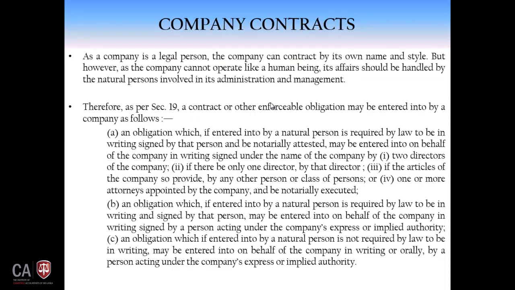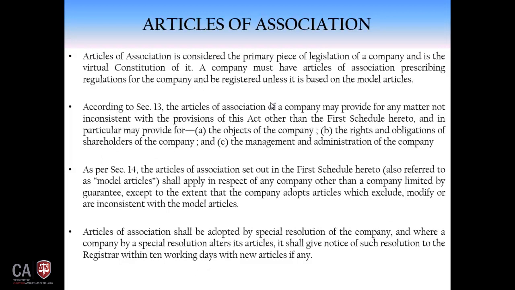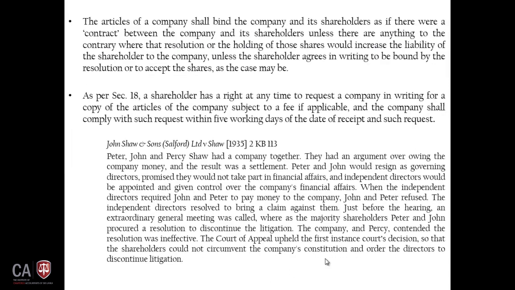So, let us look at how the company articles could be altered. Now, in altering, the articles of association shall be adopted by special resolution of the company, and where a company by special resolution alters its articles, it shall give notice of such resolution to the registrar within 10 working days with new articles, if any. So, if the book business is not as profitable as the LED bulb business, then to do LED bulb business and get into such contracts, the articles need to be altered and properly informed duly to the registrar of companies. This is what you have to state in your answer.